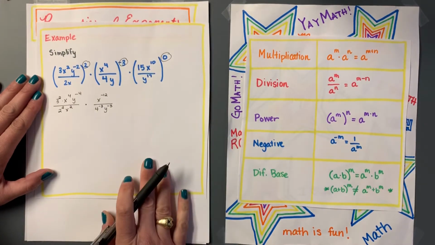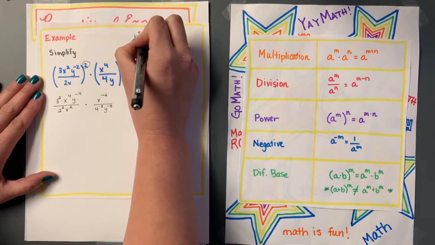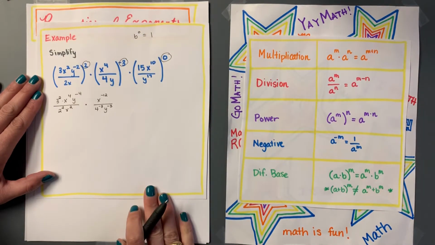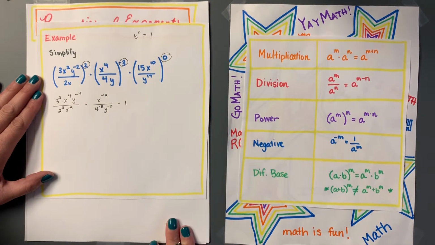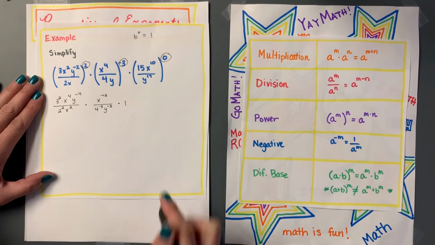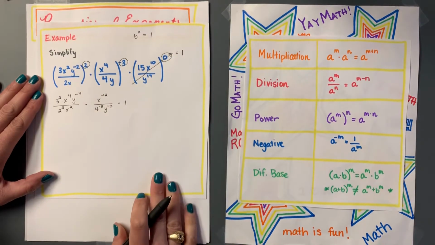Looking at this last one, this is very ugly. But let's remember that anything raised to the 0 is 1. So that entire expression just becomes 1, and I don't need to pay attention to it. That whole thing equals 1.